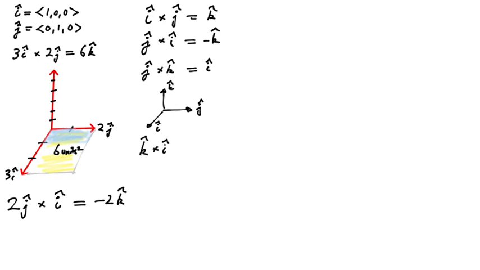Now if I do k cross i, I start here with k. I curl the right hand fingers to i. My thumb's going to point in the direction of j, and so k cross i is j hat.